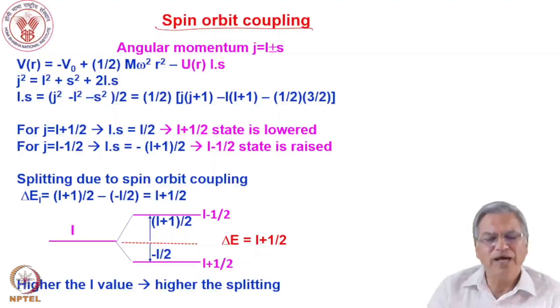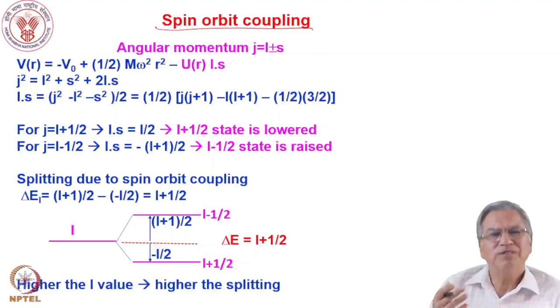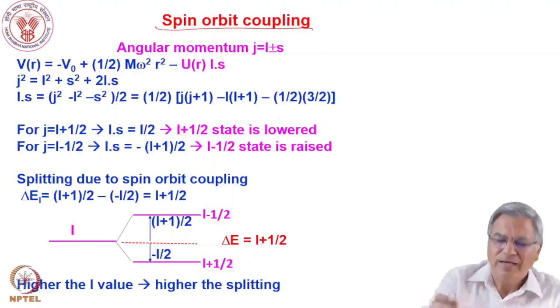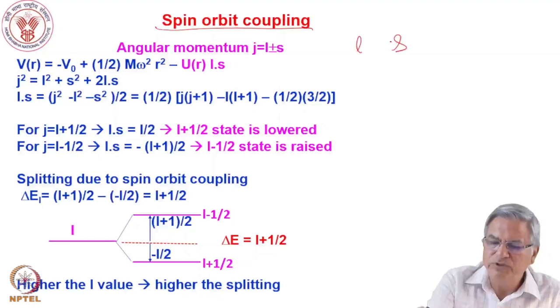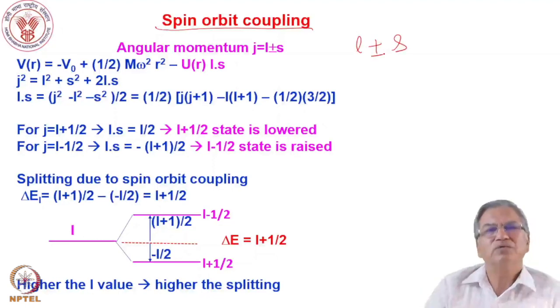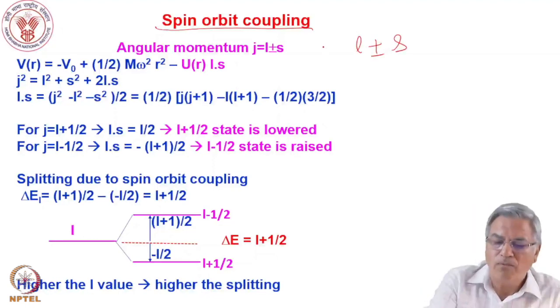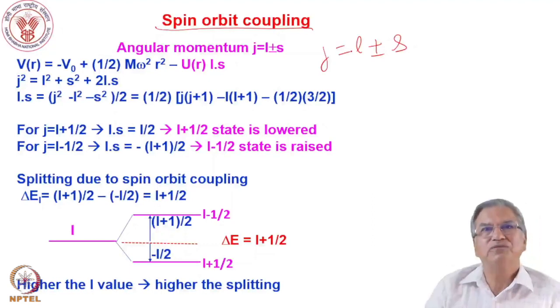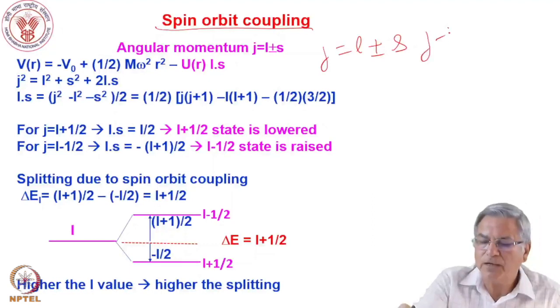In the case of nuclei, because the spin-orbit coupling is very, very strong, the l and s of the individual nucleons combine to form what is called the j. And so this is called the jj coupling.